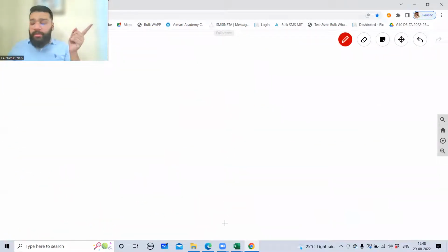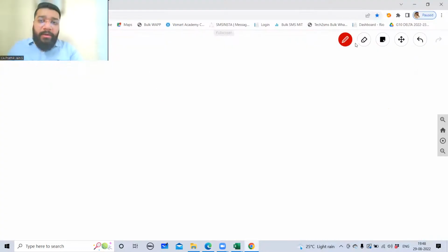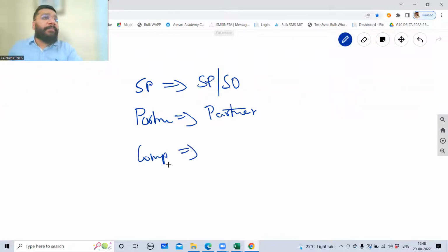In a sole proprietorship concern, the person who invests the money is called a sole proprietor or sole owner. In the partnership business, the person who invests the capital is called a partner. In a company, the person who is investing the capital is called a shareholder.